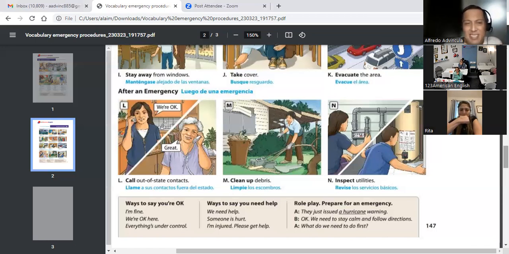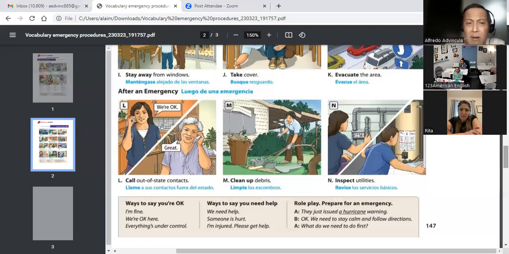So, there's only one other part here, of course. And now this is after the emergency. After an emergency. So remember earlier, we talked about our out-of-state contacts. And this is letter L. So Rita, what do you think? What do we do after the emergency with our out-of-state contacts?